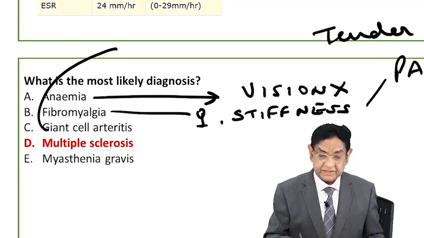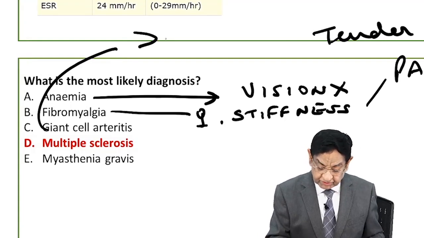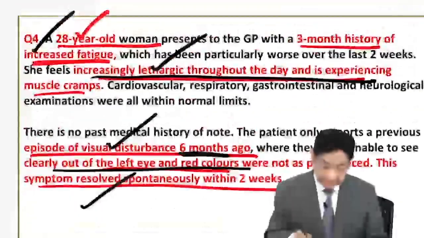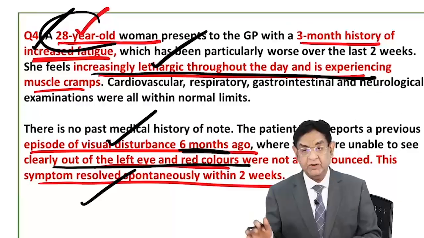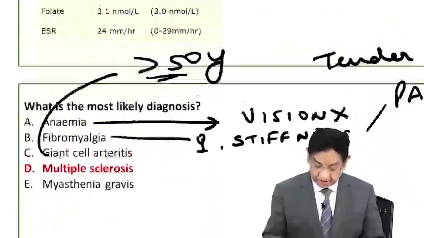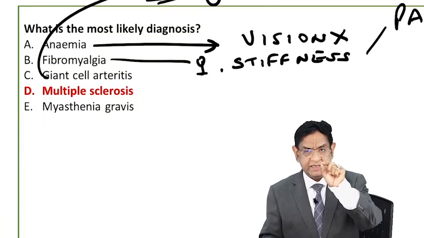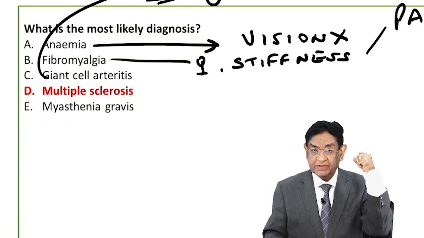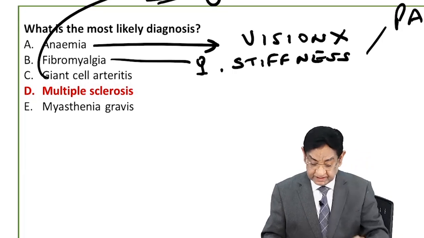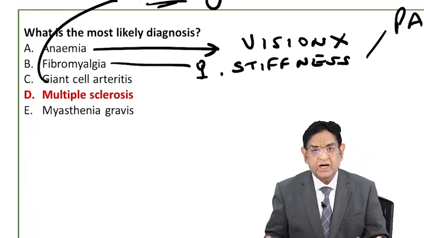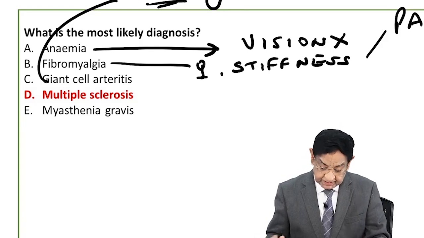Giant cell arteritis is straightaway ruled out, as it is a disease of those above 50 years. It's not a disease of a patient of 28 years, 100% ruled out by age only. And moreover, the giant cell arteritis patient comes with headache and superficial temporal artery tenderness. However, age is totally out.